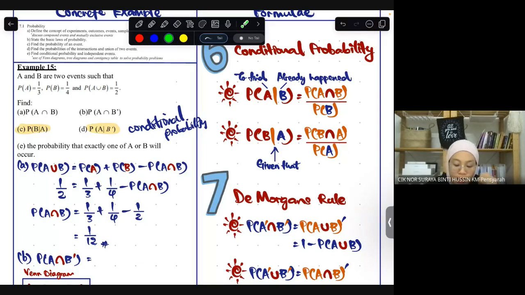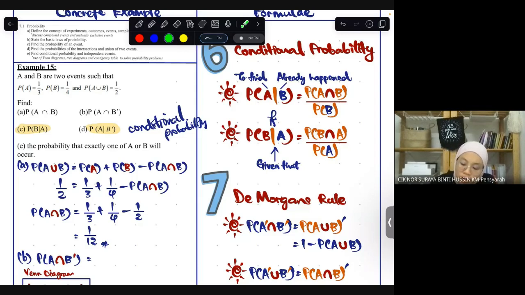Ataupun selain given that, keyword dia adalah if juga. So it means that they want to find the probability of A but B already happened. Contoh lain, they want to find the probability of B if A already happened. If A is happening, it is already happened, lebih kurang begitu.